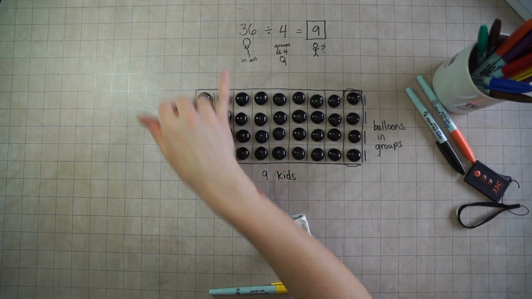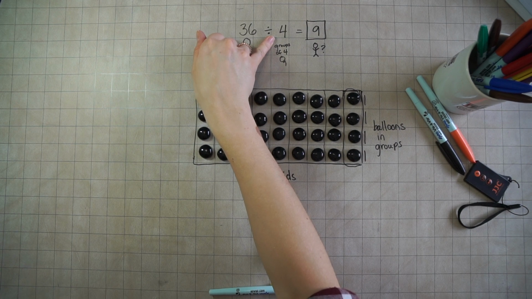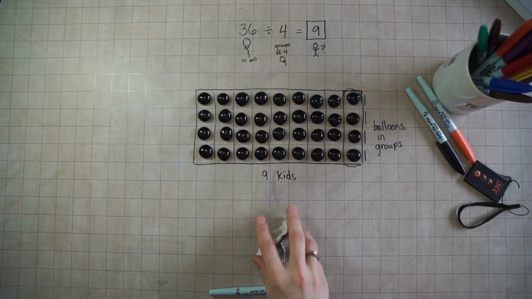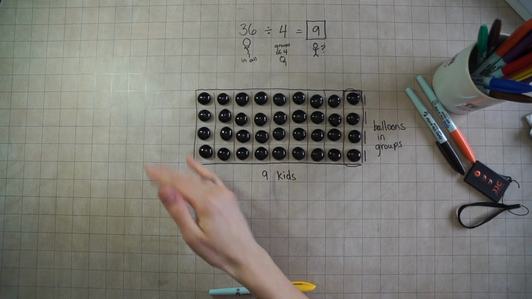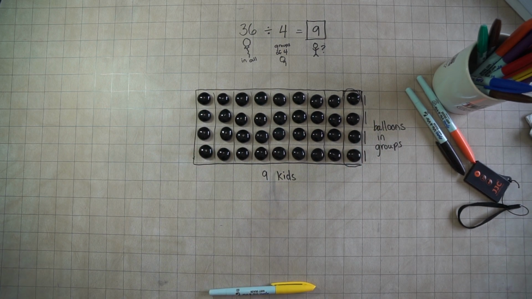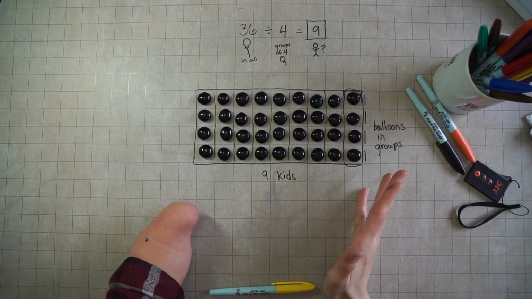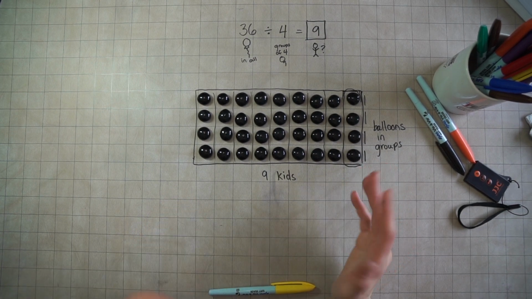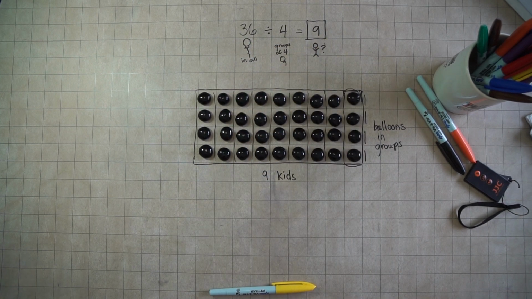So, by taking our large number and dividing it into groups, then organizing it into a rectangular array, we were able to easily see how many kids there were in all. And you can use this rectangular array strategy for any division or multiplication problem. You just need to know what equation you're working with to get started.